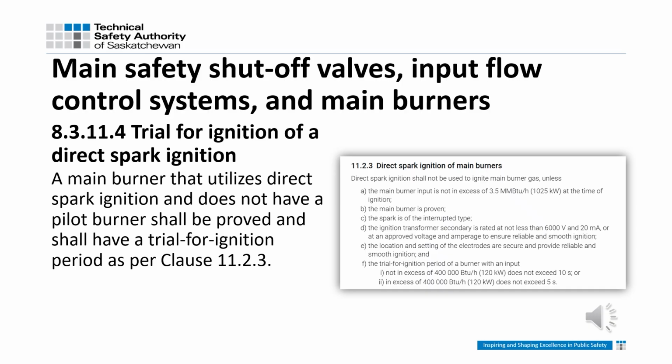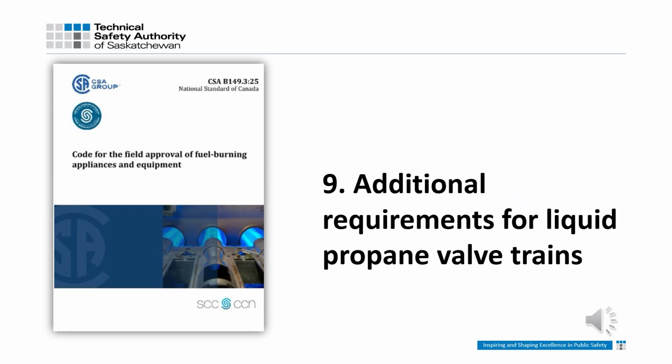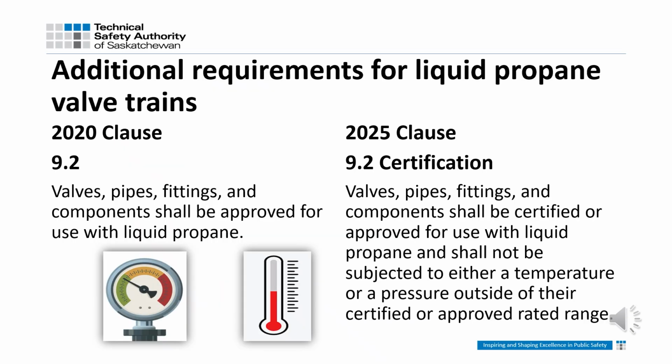Well, let's take a breath as we move into Section 9, additional requirements for liquid propane valve trains. 9.2 in the 2025 code has some additions in the wording. Certified has been added, and the requirement of temperature and pressure. This allows contractors to use certified materials and components and not require approval from the authority having jurisdiction.